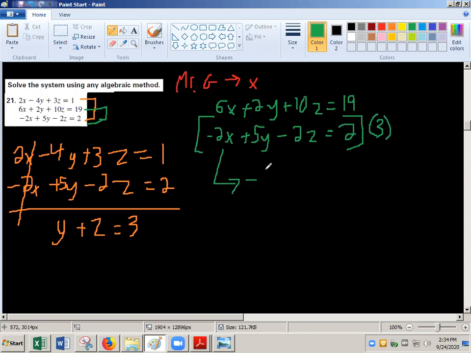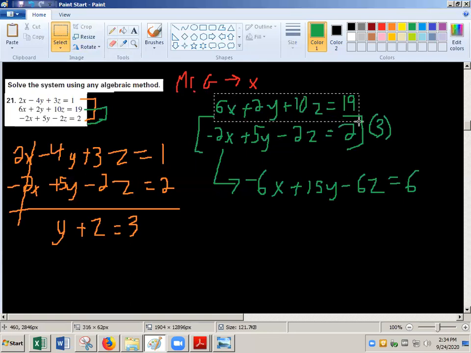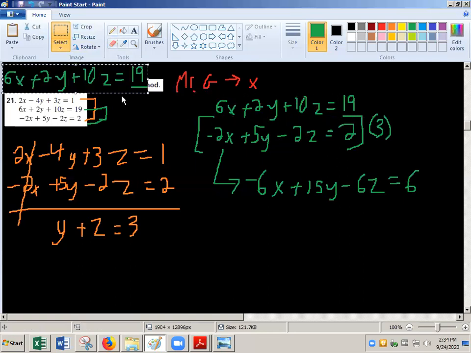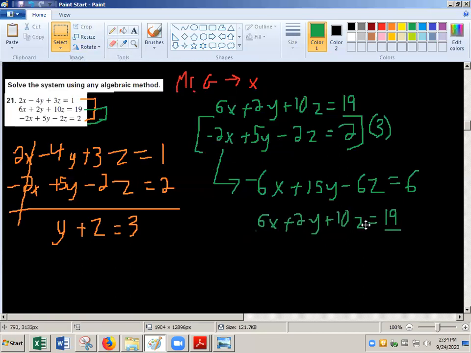That one will turn into negative 6x plus 15y minus 6z equals 6. I'm going to simply copy down my equation from before, and I didn't change anything about it. We're good to go. So now I'm going to be adding these two together.